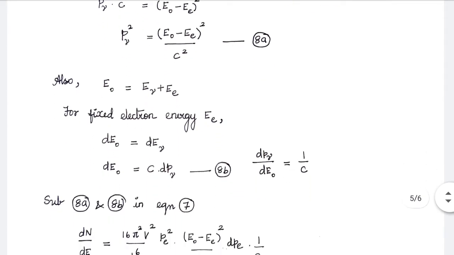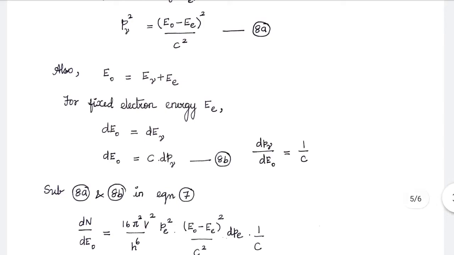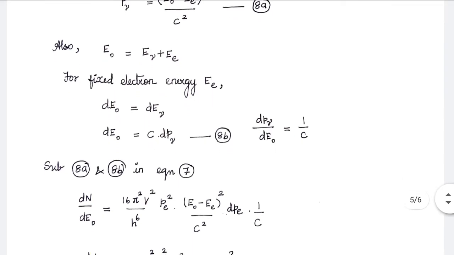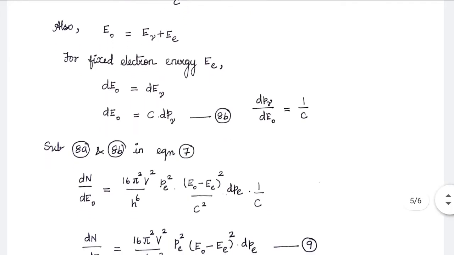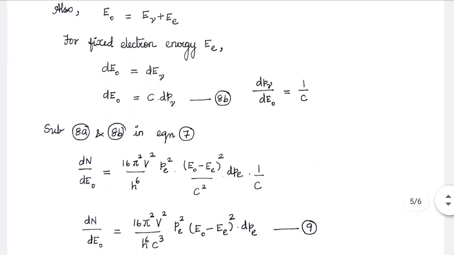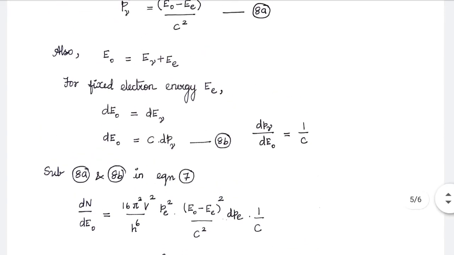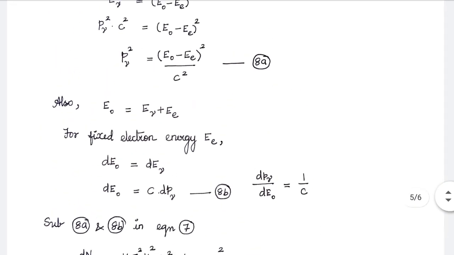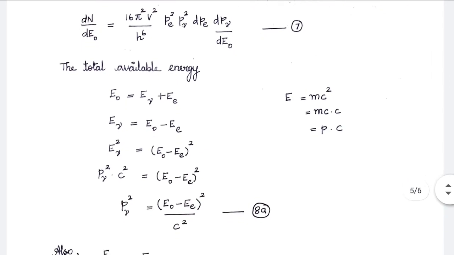We also know E_0 is equal to E_ν plus E_e. For a fixed electron energy E_e, which is a constant, when you differentiate, dE_0 will be equal to dE_ν. Again writing E in terms of pc, we get dE_0 is equal to c dp_ν. So dp_ν by dE_0 is equal to 1 by c. Now substitute dp_ν by dE_0 and p_ν² in equation 7.